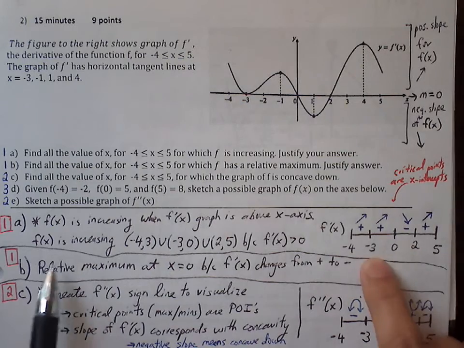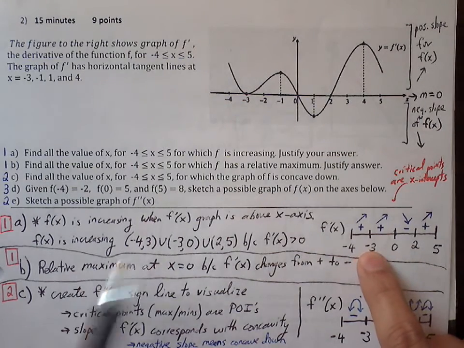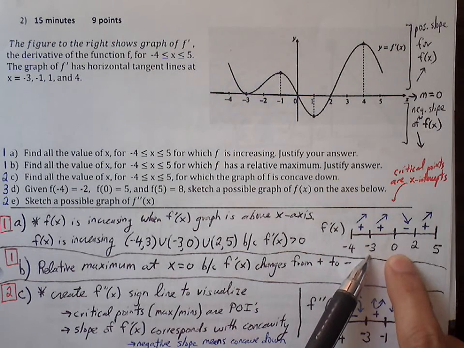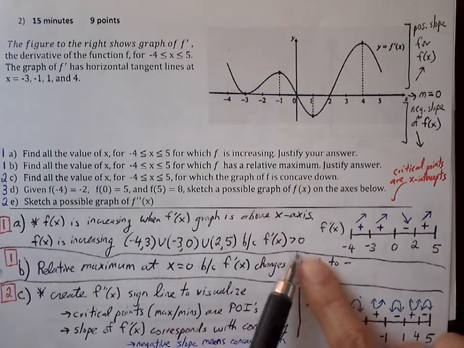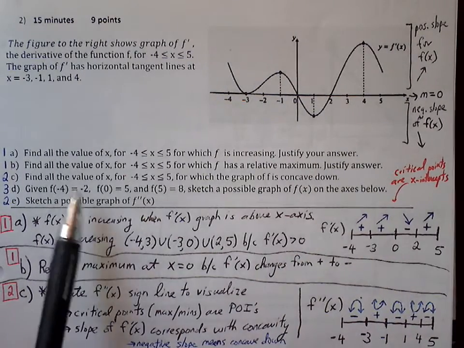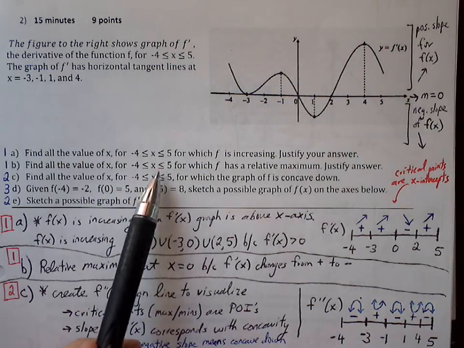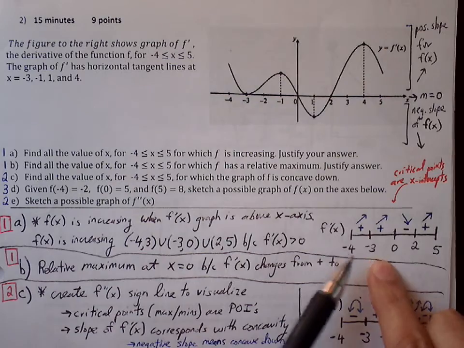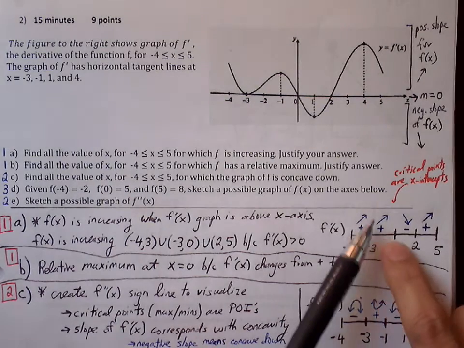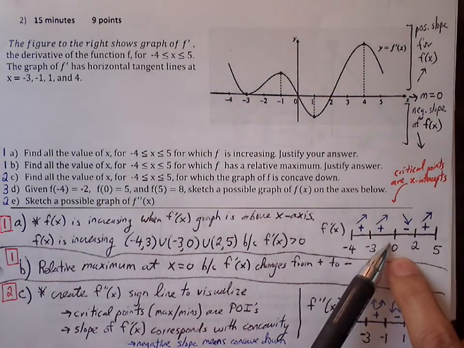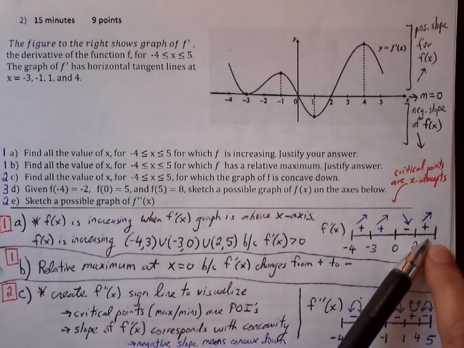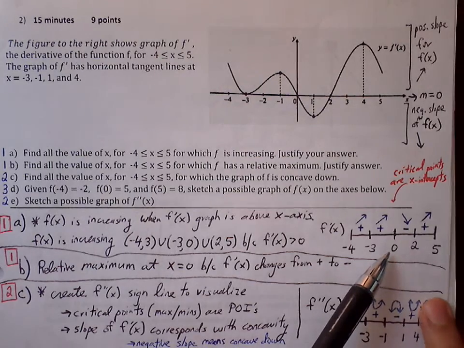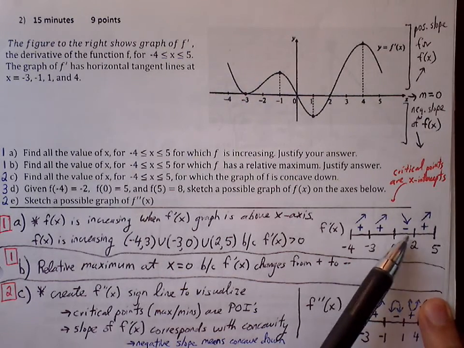So we can say, based off of this slope sign line, our function is increasing from -4 to -3, from -3 to 0, and then from 2 to 5 because f prime is greater than 0. Part B, find all the values of x between -4 and 5 for which our function has a relative max. The original graph is going to rise until 0, fall to 2, and then rise to 5. So we see that there must be a relative max at x equals 0 because f prime changes from a positive slope to a negative slope.